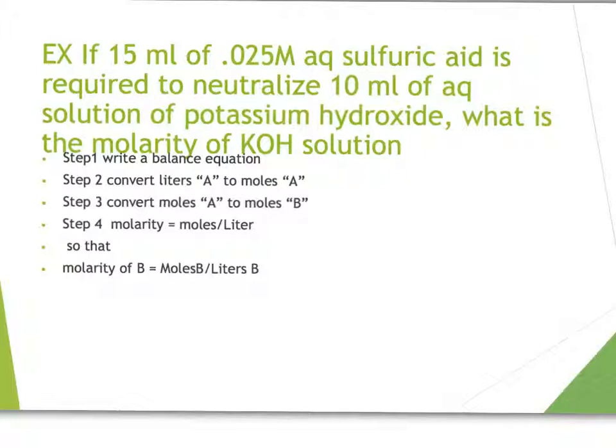The first thing we must do is to write a balanced chemical equation. Secondly, we will convert our liters of A to moles of A. Thirdly, we will convert our moles of A to moles of B using a mole-mole conversion. Finally, we will determine the molarity by calculating molarity as moles divided by liters, so that the molarity of B will equal moles of B over liters of B.